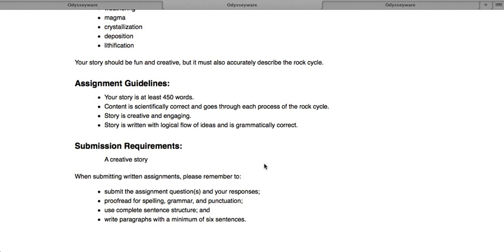However you want to portray the story, it's entirely your creative ideas, as long as you can successfully describe to me how the rock cycle occurs using some creativity. So that's the rock cycle project.